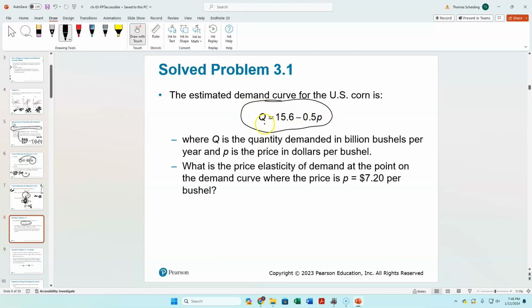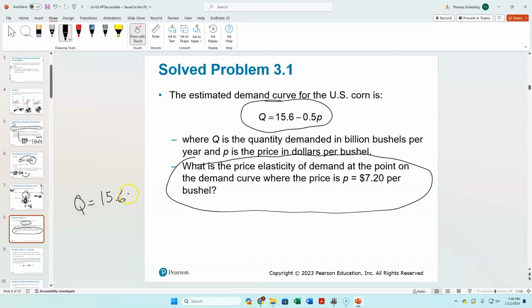So let's actually put this into practice here. I've got a demand function, Q equaling some constant factor minus the slope term times P. And I'm asking, what is the price elasticity of demand where the price is $7.20 per bushel? What I need to do first is find out what the Q is. So 15.6 minus 0.5 times 720.